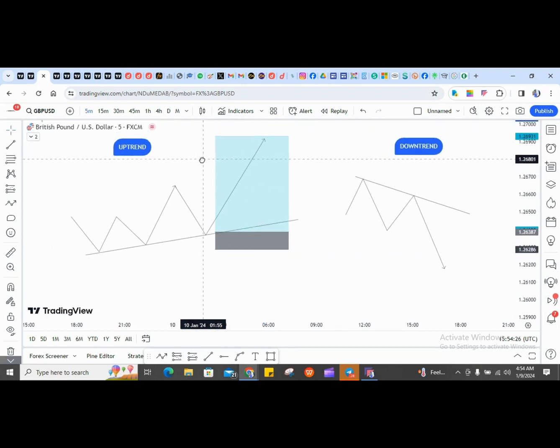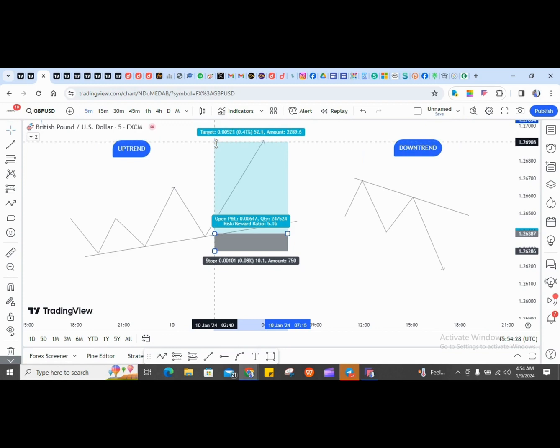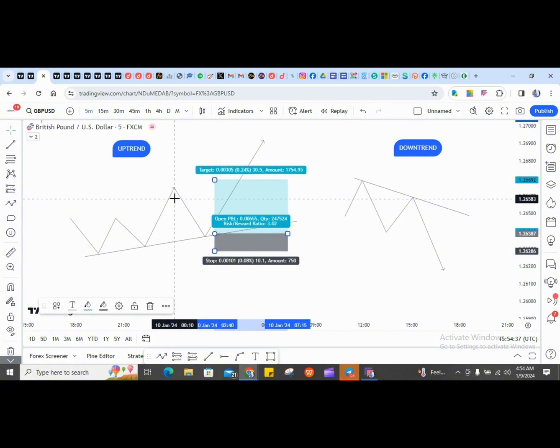Then let's see how many take profit we need to use. A 20 pips take profit is 1 to 2 risk to reward. We can use 1 to 3. So let's just look for a 30 pips take profit, because most of the time price will always want to break where it came down from, which is this part. Most likely price will always want to break it if it continues with this trend.